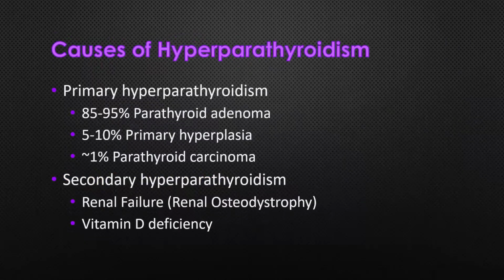Okay, 85 to 90% of primary hyperparathyroidism is caused by a benign tumor on the parathyroid glands. So a parathyroid adenoma. A smaller amount is just from a hyperplasia, so just from an overgrowth of the glands, even though it's not necessarily a true tumor. And even more rare is going to be a malignant tumor of the parathyroid glands, a parathyroid carcinoma. There are diseases that are classified as secondary hyperparathyroidism, but we'll talk about those in a second.